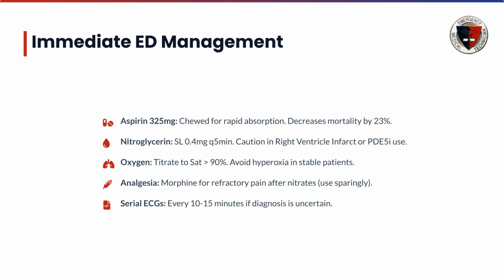Immediate ED management involves several key interventions. Administer aspirin 325 mg chewed and nitroglycerin 0.4 mg sublingually every 5 minutes, with caution for RV infarcts. Give oxygen to keep saturation above 90%, avoiding hyperoxia. Morphine can be used for refractory pain, and serial ECGs every 10 to 15 minutes are necessary if the diagnosis is uncertain.